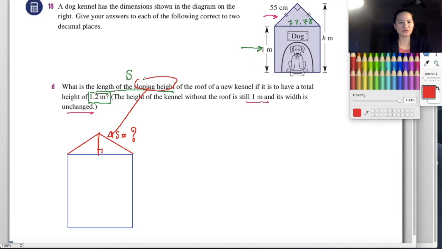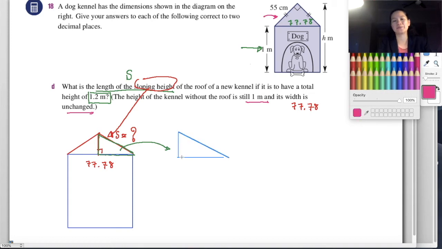And what you know from the information is the width is unchanged. So that means the width is still 77.78, all of this one, 77.78. If I just write out this picture for you, it tends to be similar like this. I use another color here for you, up here. Can you see that? Well, I would like to know the S. What is S? The one that we have to find out.